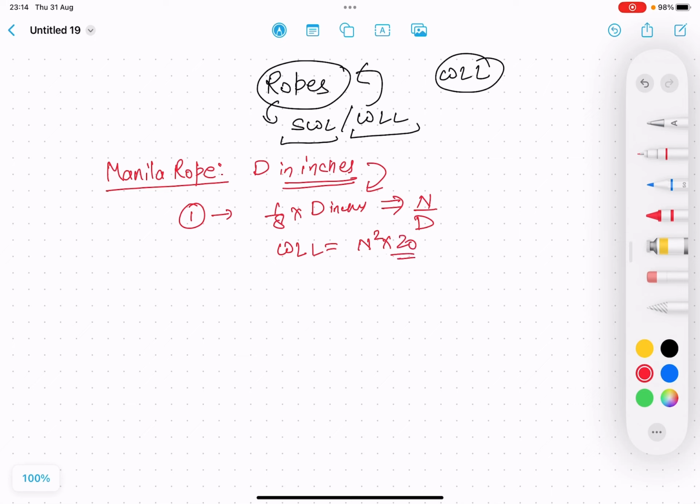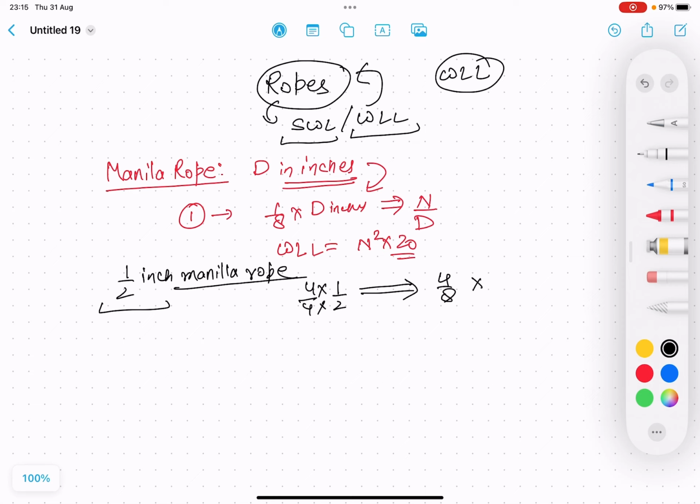Let us take a simple case, then you will easily understand. Suppose there is a half-inch Manila rope. If I want to convert half an inch into eighths of an inch, I multiply 4 at both top and bottom, so it becomes 4/8. It is basically 4 into 1/8. Now the numerator is 4 and the denominator is 8.